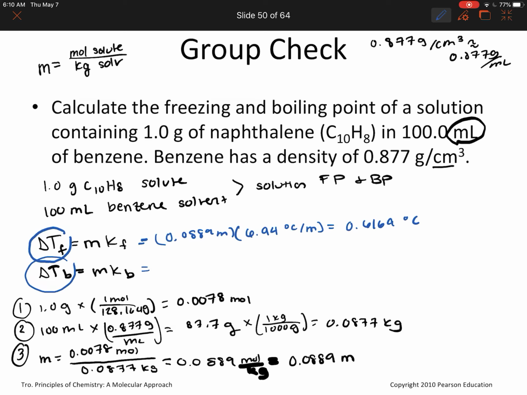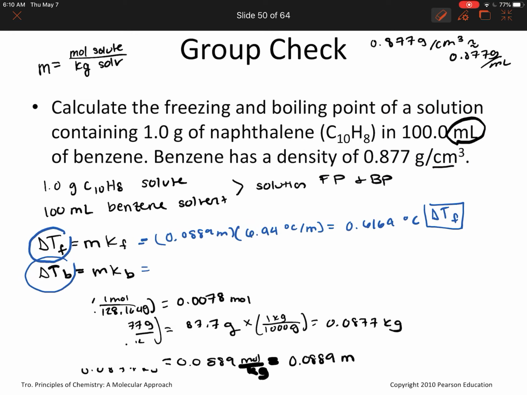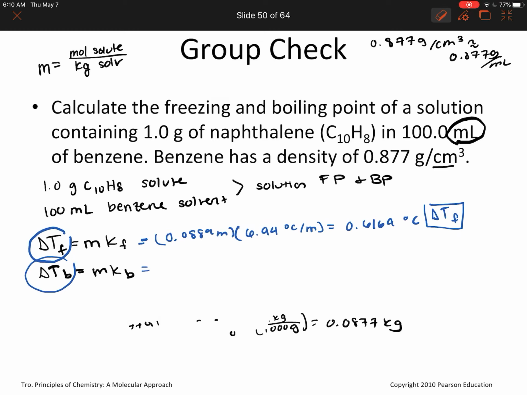And then we can do the same thing for the boiling point elevation. Now, something I want to point out. We just solved for the freezing point depression, we just actually here solved for delta TF. Is that what we wanted? No, you want the freezing point of solution. So I'm going to erase my work here.